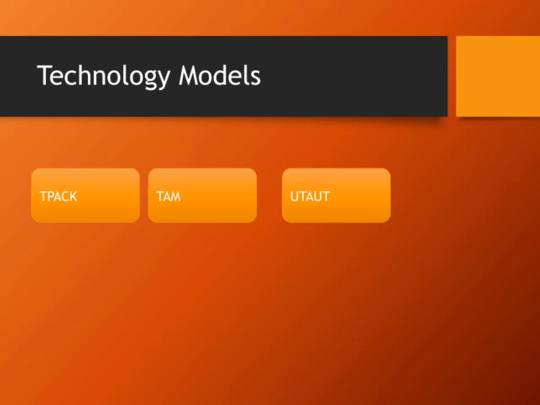Let's take a closer look at some of the key technology models that help us understand how people adopt and use technology. First, we have the UTAUT, or Unified Theory of Acceptance and Use of Technology, which consolidates various models to explain user acceptance in a comprehensive way. Next is TAM, the Technology Acceptance Model, which focuses on perceived usefulness and ease of use as primary factors influencing technology adoption. Then there's TPACK, or Technological Pedagogical Content Knowledge, which emphasizes the integration of technology with pedagogy and subject matter expertise.